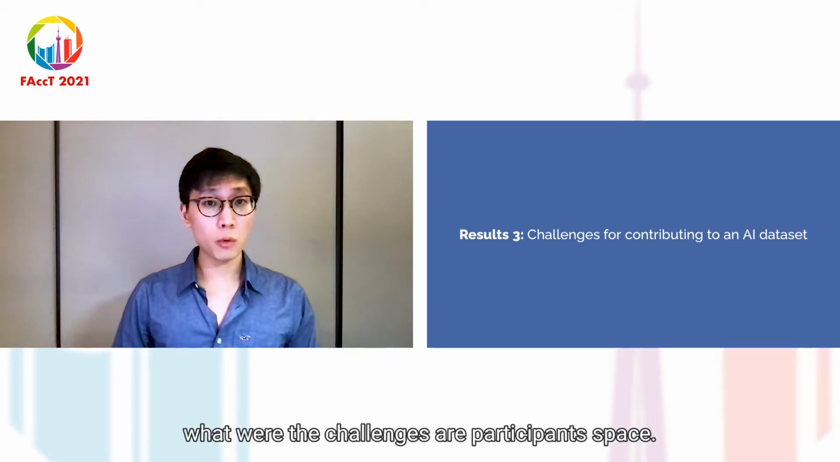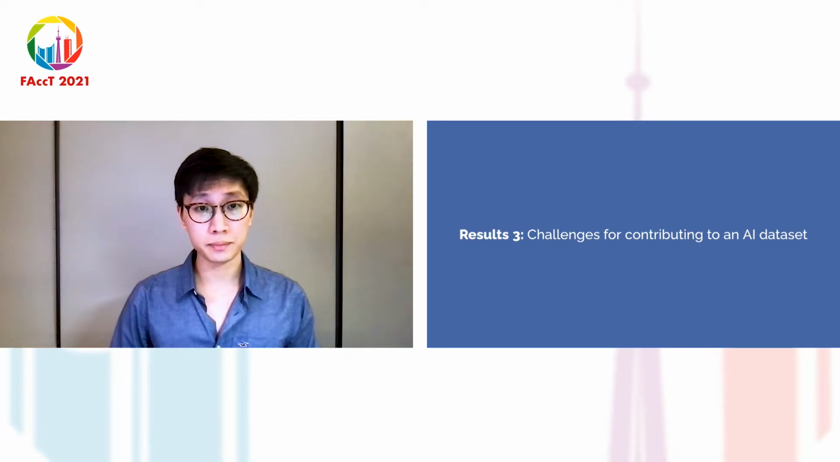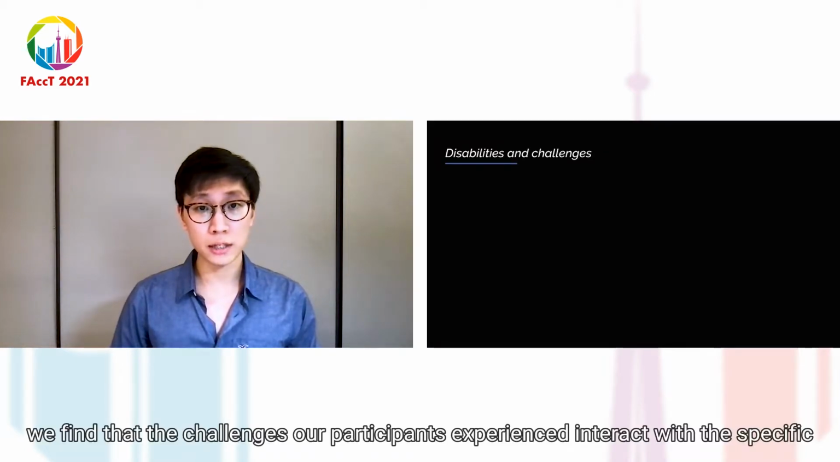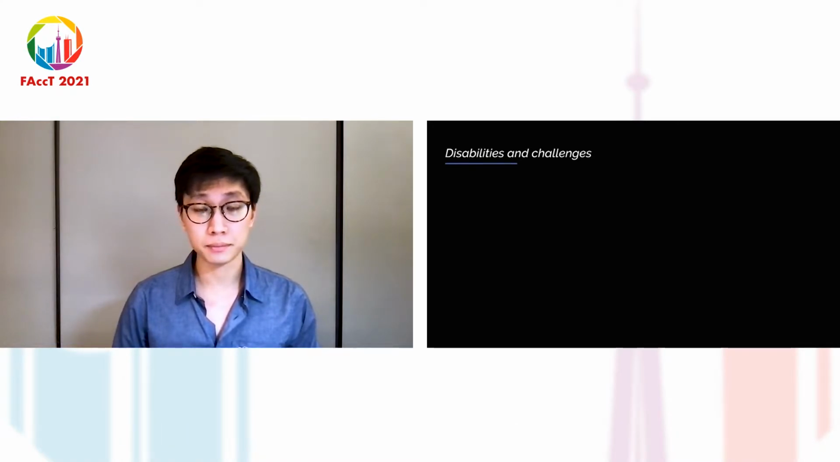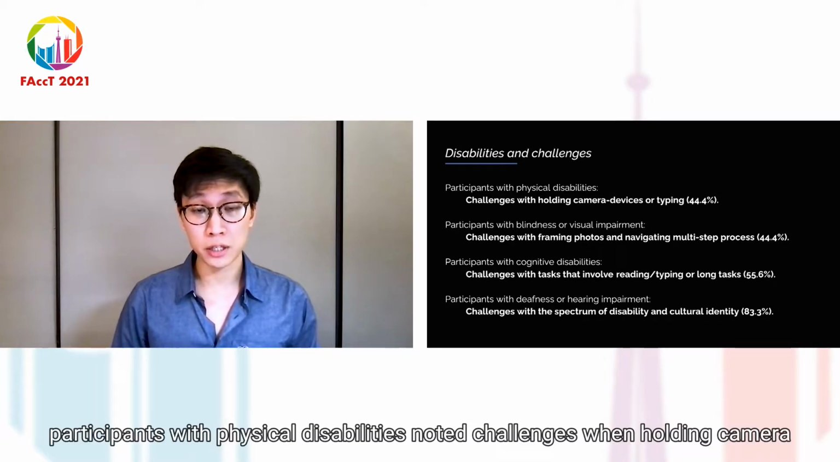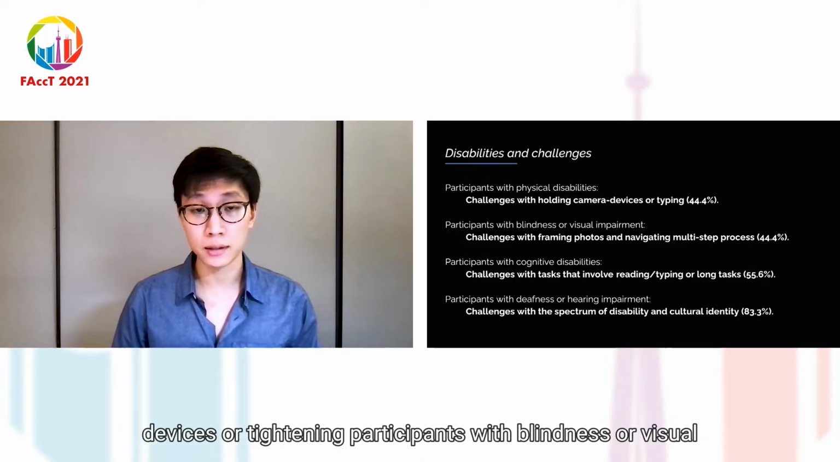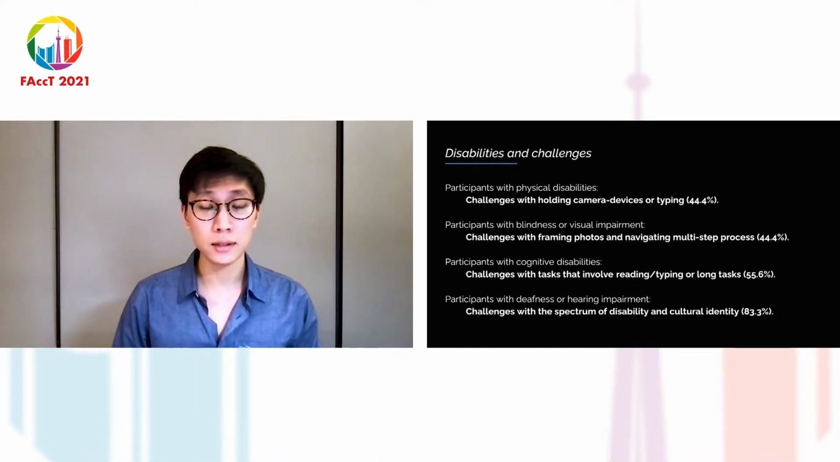And third, what were the challenges our participants faced when contributing their data online? We find that the challenges our participants experienced interact with the specific types of disabilities they experienced. For instance, participants with physical disabilities noted challenges when holding camera devices or typing. Participants with blindness or visual impairment noted challenges with framing photos and navigating multi-step processes.